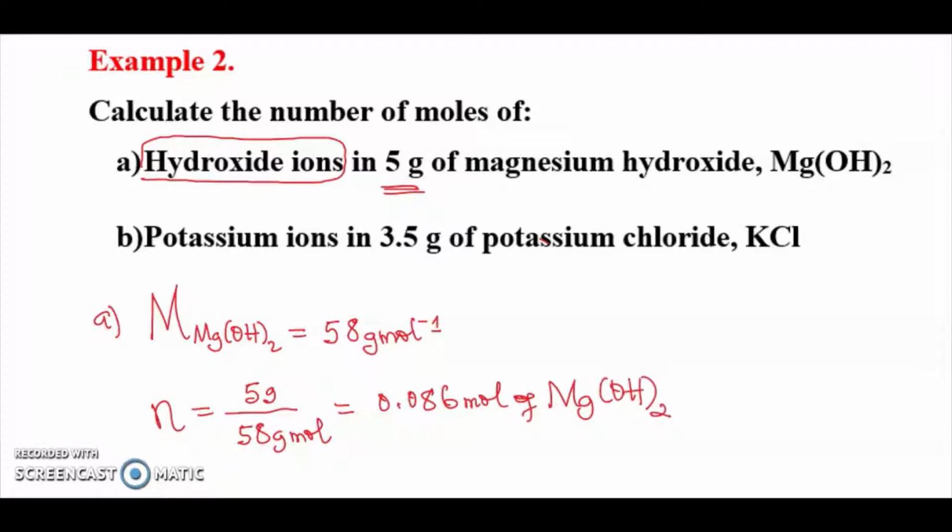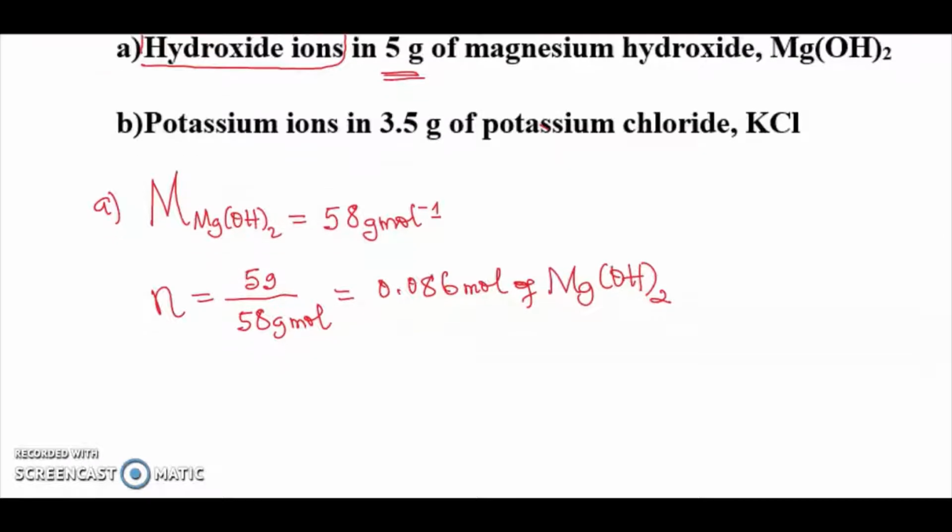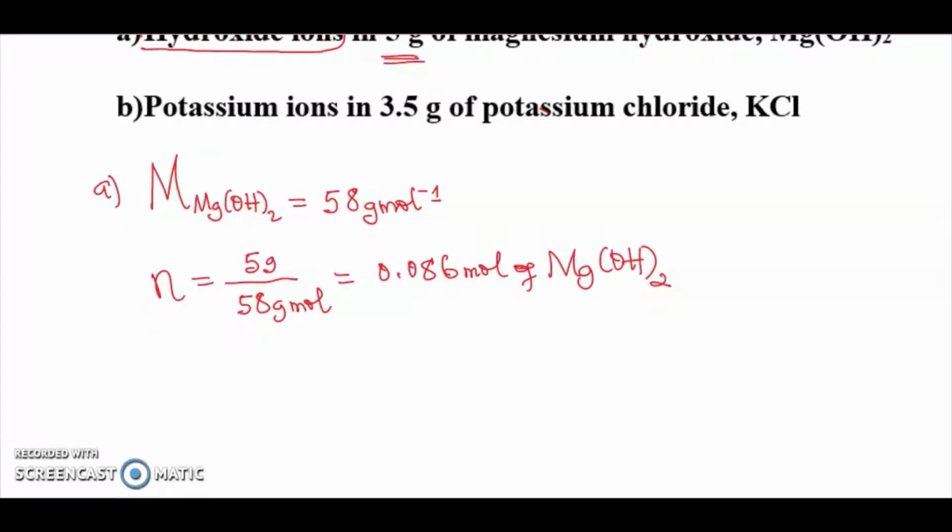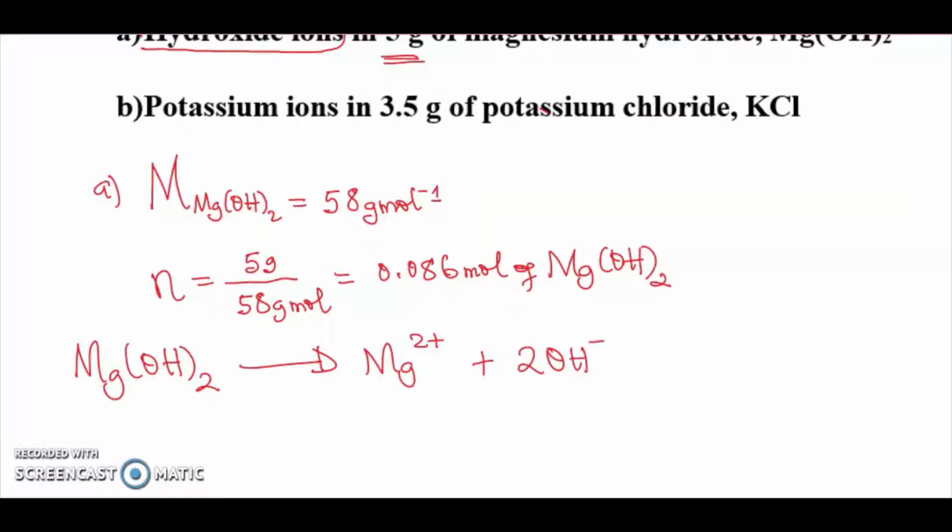Now I want you to take note that in 1 mole of magnesium hydroxide we have 2 moles of hydroxide ion. What do I mean? If magnesium hydroxide dissociates, this is what we have. Magnesium hydroxide upon dissociation is going to give us 1 mole of magnesium ion plus 2 moles of hydroxide ion. Take note of this. So 1 mole of magnesium hydroxide contains 2 moles of hydroxide ion. So we need to make use of this.